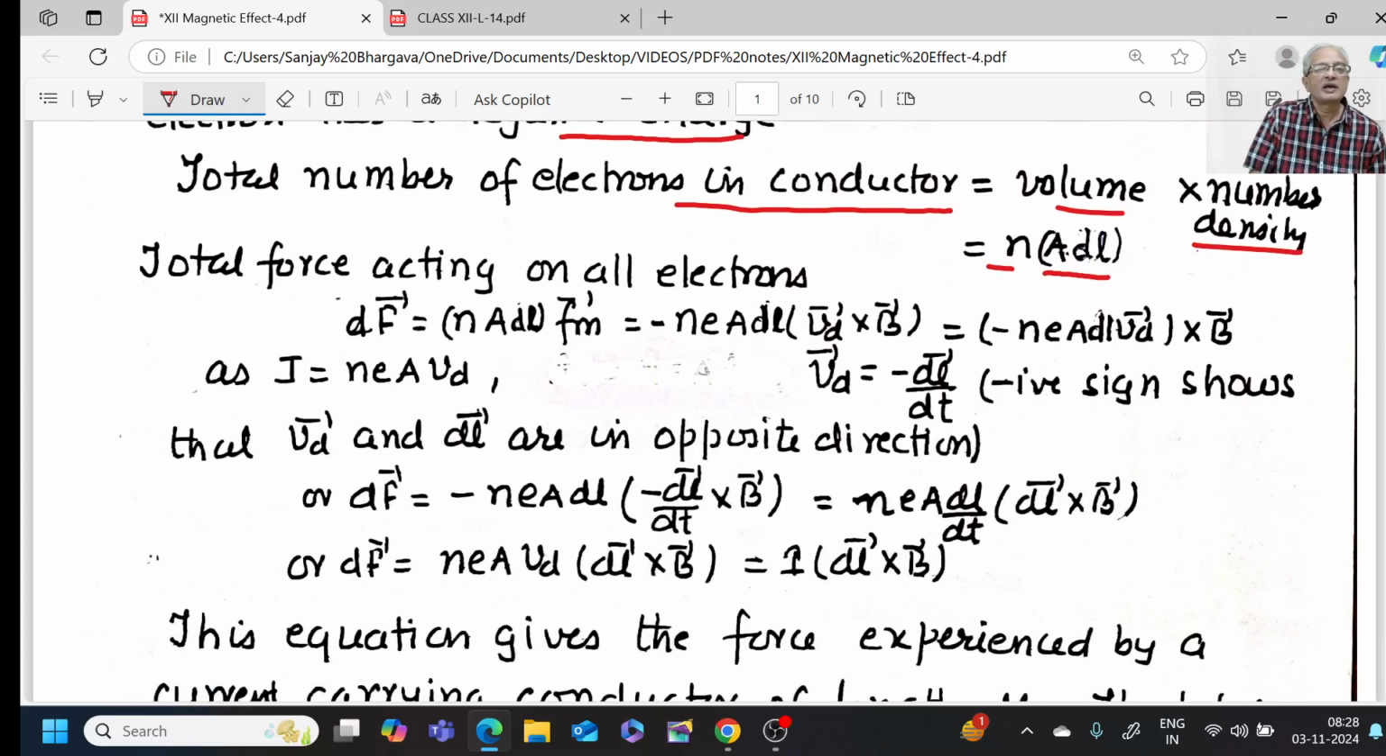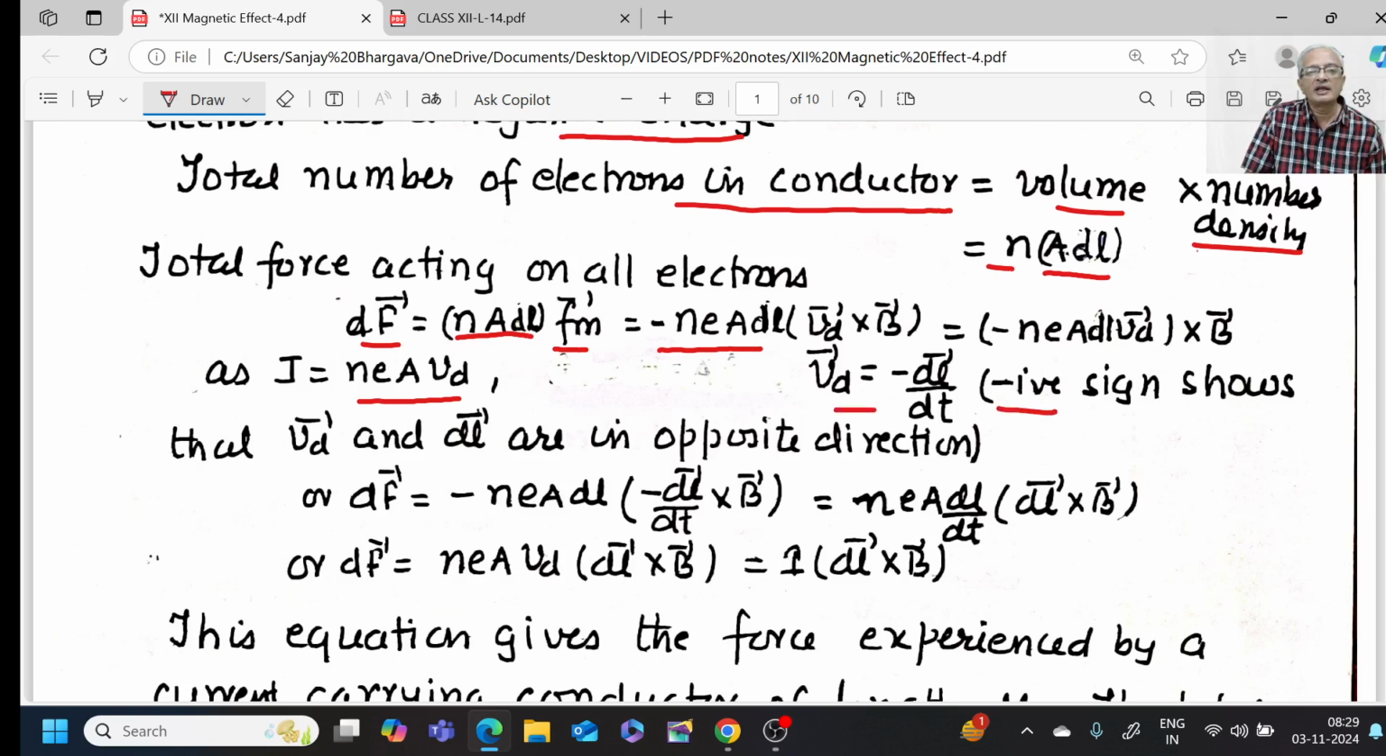So that is given by dF. nA dl, the number of electrons, and Fm is force on each electron. So minus neA dl Vd cross B. So this can be written as minus neA dl Vd cross B. Now I is neA Vd. And what is Vd? That is equal to minus dl by dt.